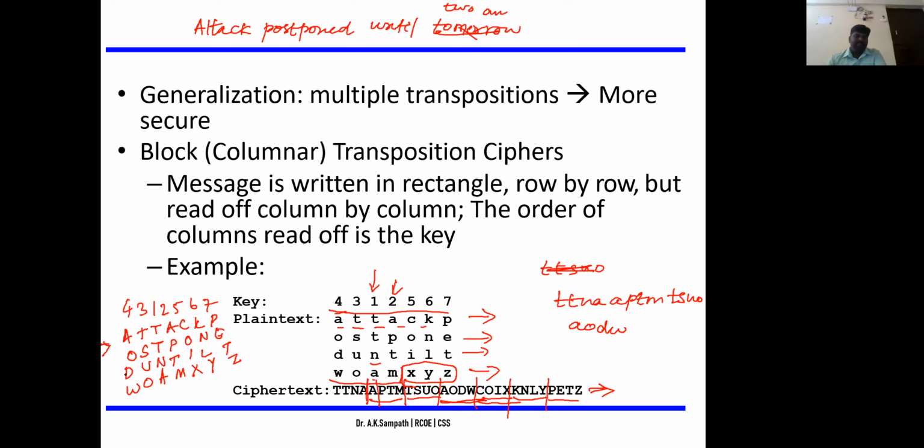After constructing this form, the reader reads it row-wise: attack, postpone until 2 AM. The last 3 letters are the filler letters. Is it clear?